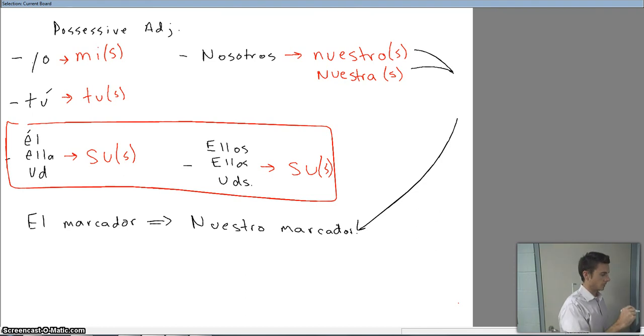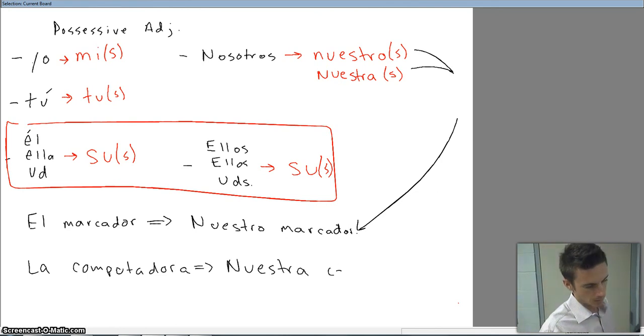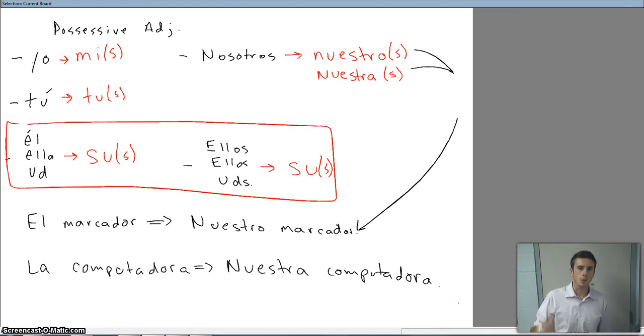Okay? What if we all owned a computer? It's our computer. Well, it's going to be nuestra computadora. So again, doesn't matter who owns it, it matters what's owned because you're describing the thing. All of these right here describe the thing, okay? So those are your possessive adjectives.